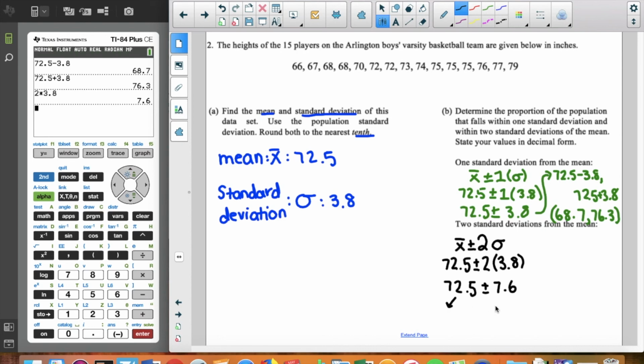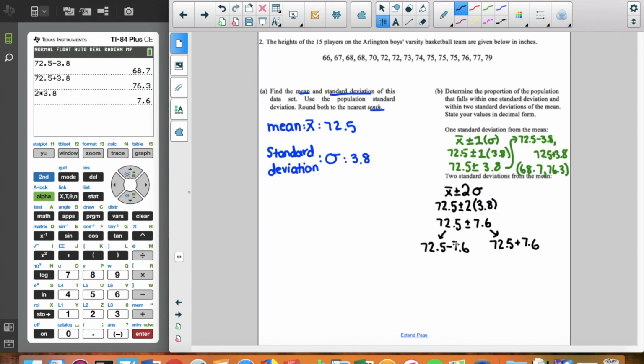So this will get split up into 72.5 minus 7.6 and 72.5 plus 7.6. Notice the plus is always coming second. That's because you're writing the range from smallest to largest. So when you subtract, your number is going to be smaller. When you add, your number is going to be bigger.